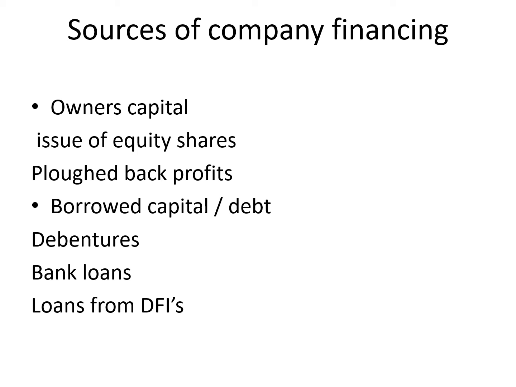Then bank loans, which are provided by different banks, and after that we have loans from DFIs, development financial institutions. There are many development financial institutions which are specialized in certain sectors, like SME banks, banks which provide finance to the industrial sector, microfinance loans, or agricultural loans. These loans are there for a specialized purpose, in order to boost that sector. So this is another source of finance for the company.